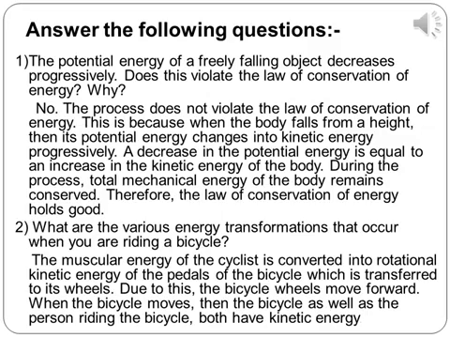Second question is, what are the various energy transformations that occur when you are riding a bicycle? Answer is, the muscular energy of the cyclist is converted into rotational kinetic energy of the pedals of the bicycle, which is transferred to its wheels. Due to this, the bicycle wheels move forward. When the bicycle moves, the bicycle as well as the person riding it both have kinetic energy.